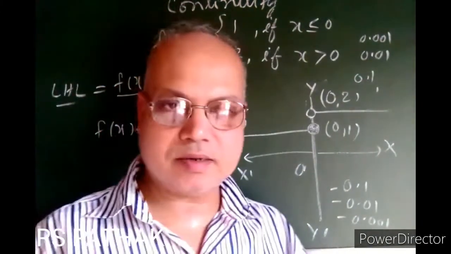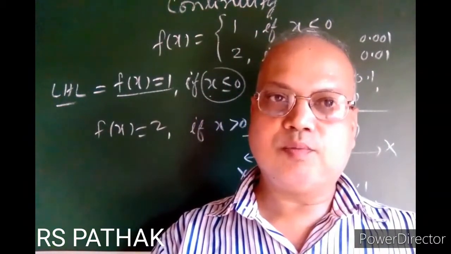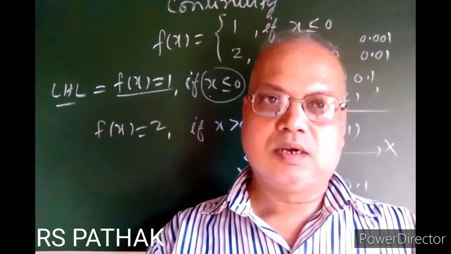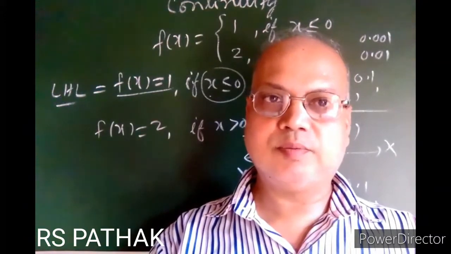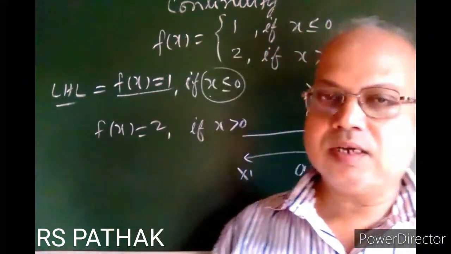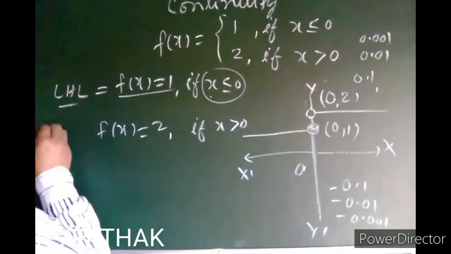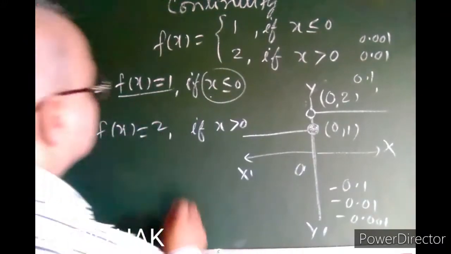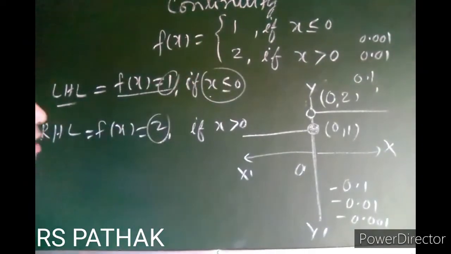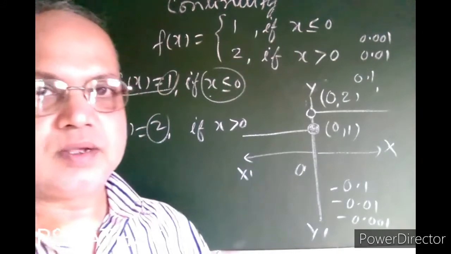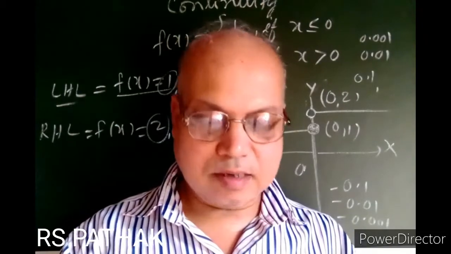What does it mean? The right hand limit and left hand limit must coincide with each other. If the right hand limit and left hand limit are equal, then the curve will be continuous. Here the left hand limit is 1 and the right hand limit is 2. Both are not the same, therefore the function will not be continuous. Understood? Let us understand by another example.